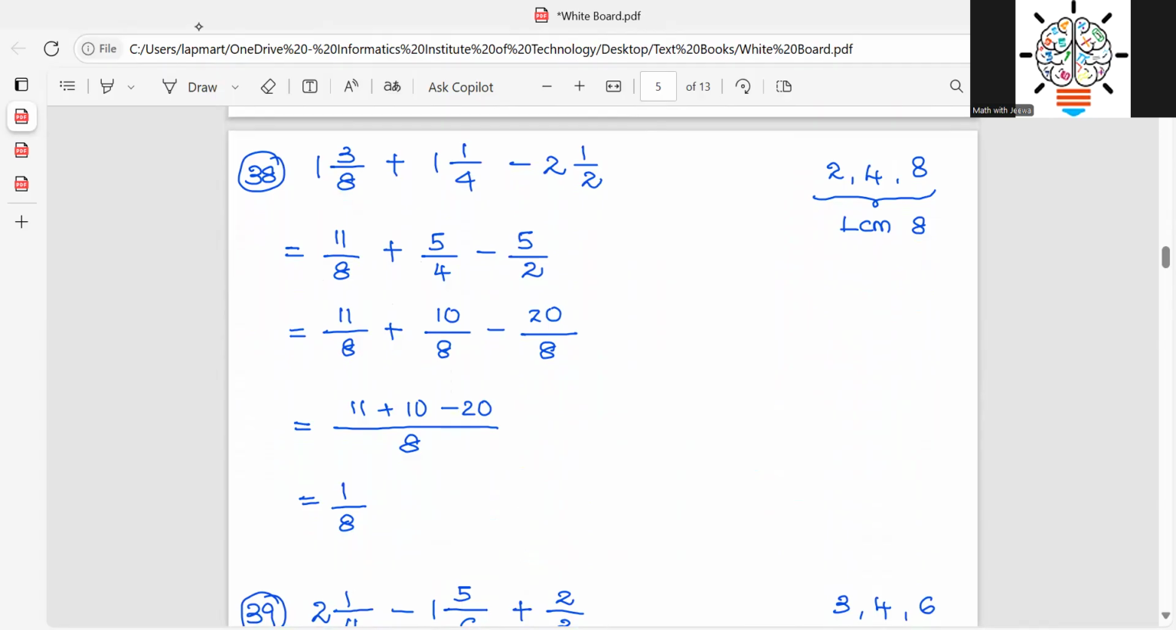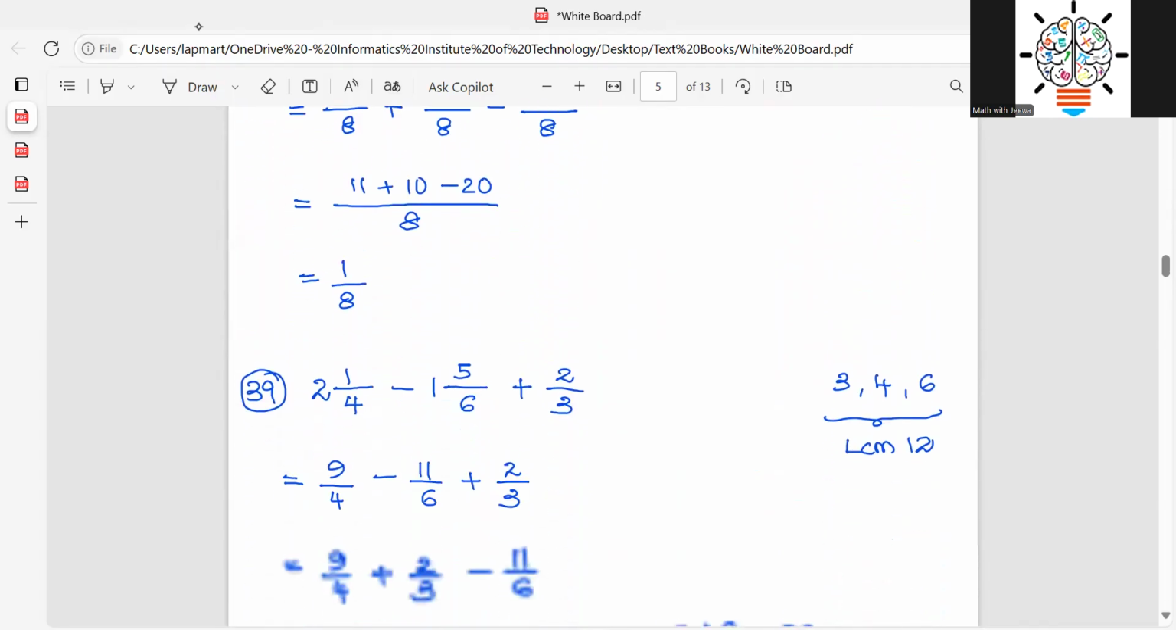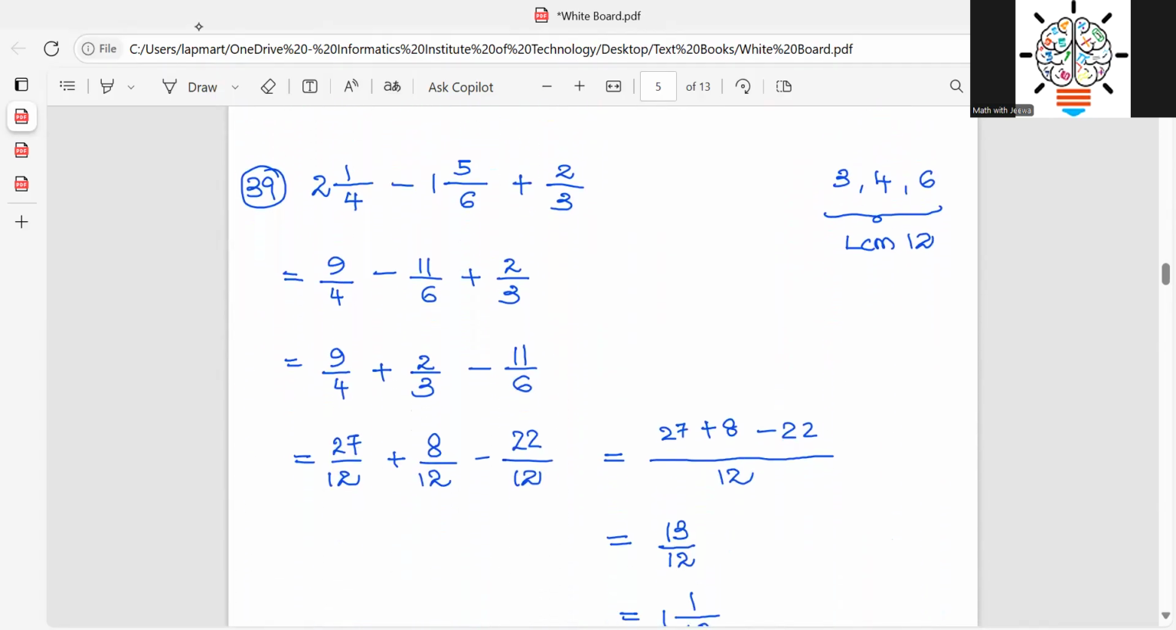And here you have the addition and subtraction both, but we don't want to worry. We just add the first two numerator values, then you subtract the last numerator value to get the final answer. But here in question number 39, I made a change. First, I converted the given mixed numbers into improper fractions. That is done in step 2, you can see.